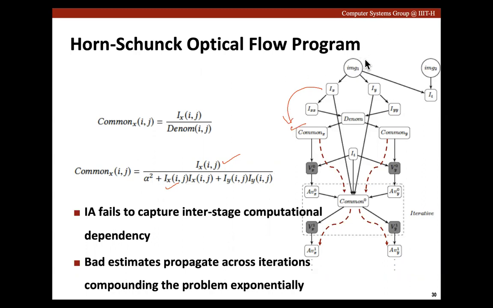And this bad effect compounds. Remember, here this common X is being fed to common 0, and this is also fed to Vx0. So whatever mistakes you make here, whatever bad estimates you get here, as you keep iterating, the estimates keep on compounding, and you get pretty bad estimates with the increase in iterations.